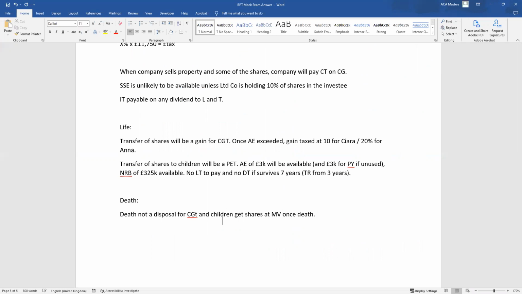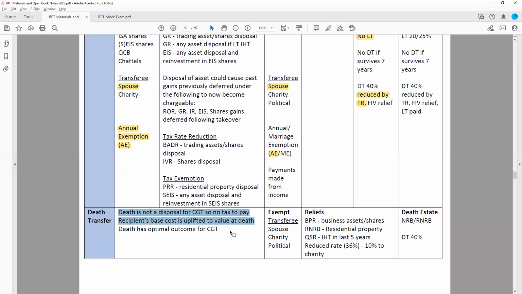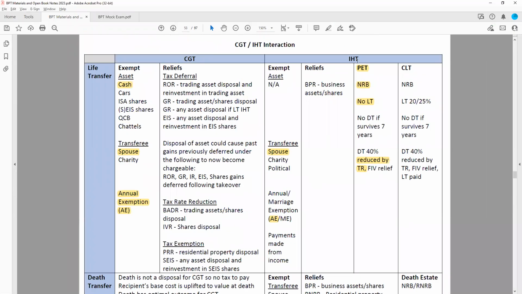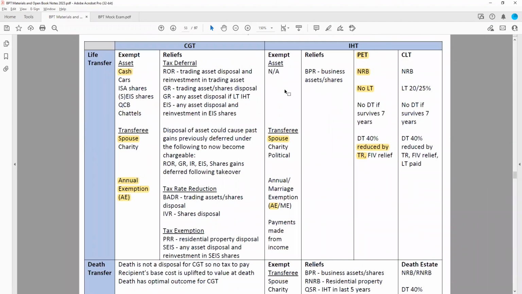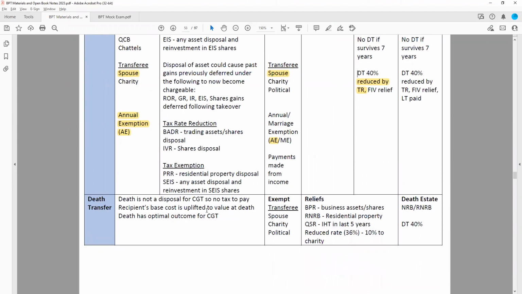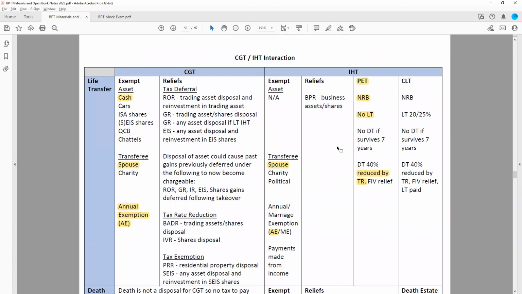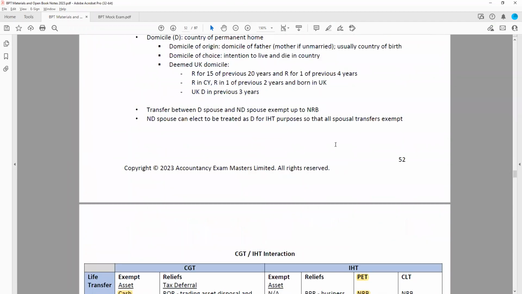And that's why it's sometimes called a tax-free uplift, because the assets are uplifted to market value, but no one's paid tax on that increase. But what about IHT? Very broadly speaking, for IHT, it's generally better to pass on in life. For CGT, better to pass on death. It depends on what reliefs are available, but that's generally the principle.